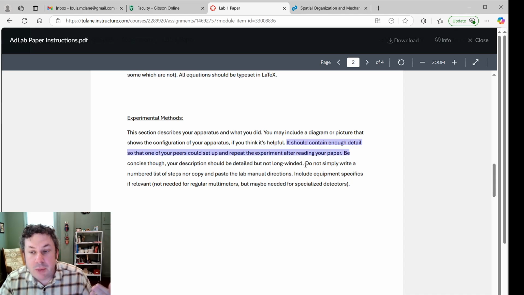You're going to be tempted for this section to put in a bullet point list. You don't want to do a bullet point list. The entire paper is written like a narrative, so it needs to be a narrative.